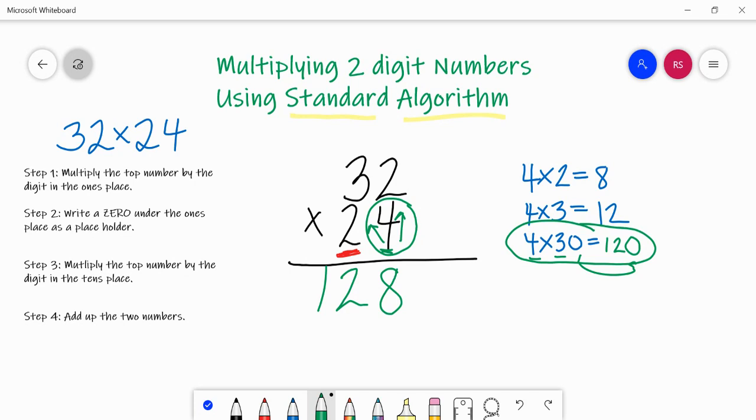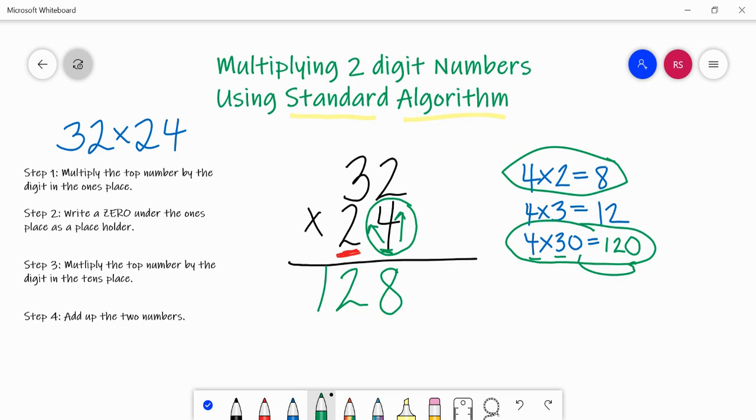So can you see why I made sure to show you this? 4 times 30 is 120. We had our 4 times 2 is 8. 120 plus 8 gives us that 128. So I know that a lot of the times when we're multiplying, we just multiply using our digits, but I want you to think about place value here as well, okay?